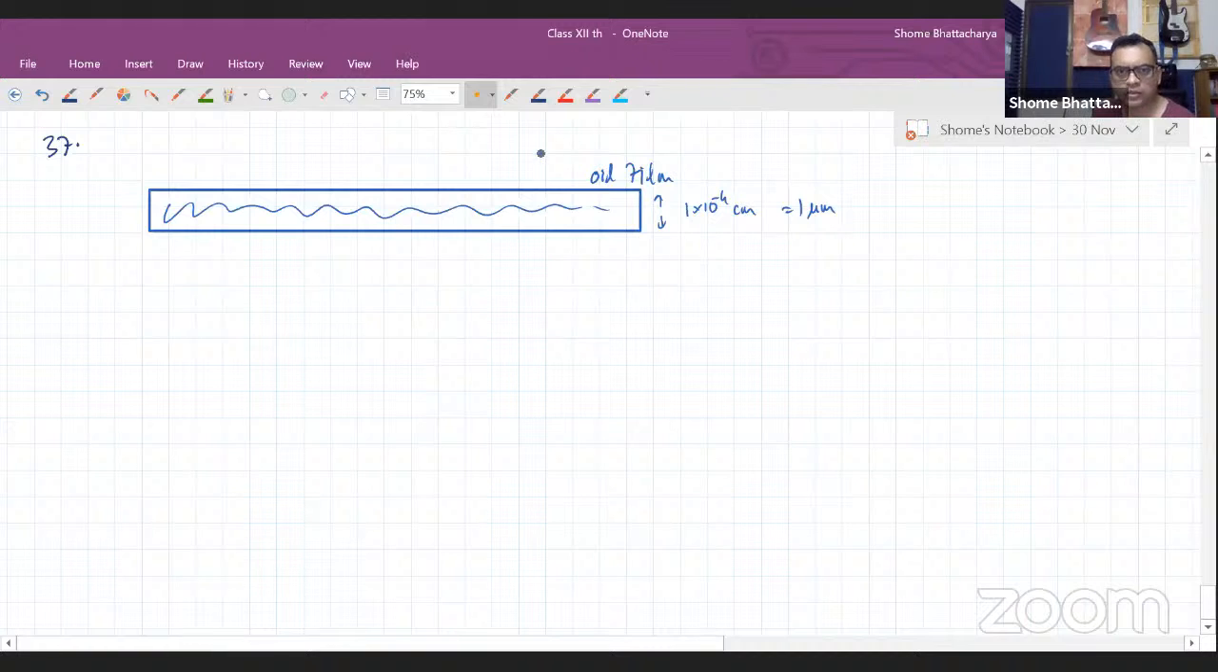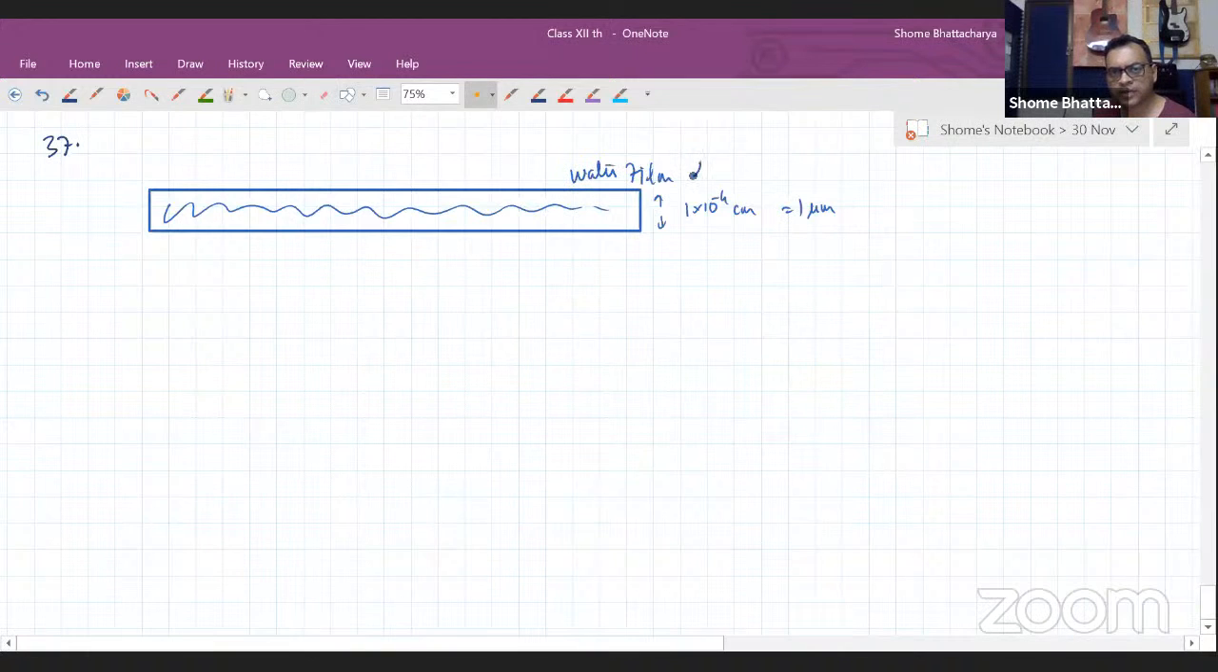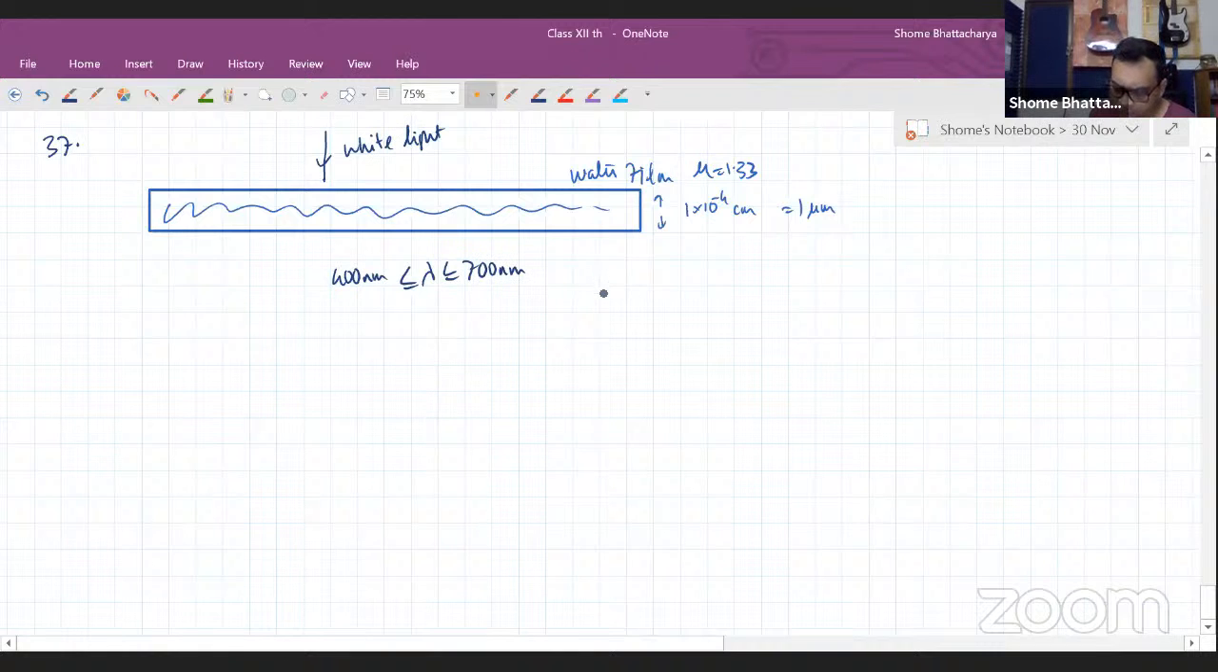Actually it's a water film, sir. My mistake. So refractive index of water we are taking as the standard value 1.33. Now what is happening is the light incident is white light. Okay. So the wavelengths are standard between 400 and 700 nanometers. So we have to find out strongly transmitted.